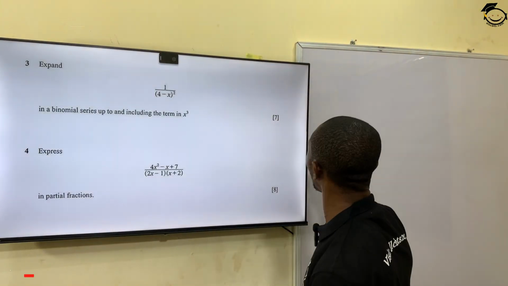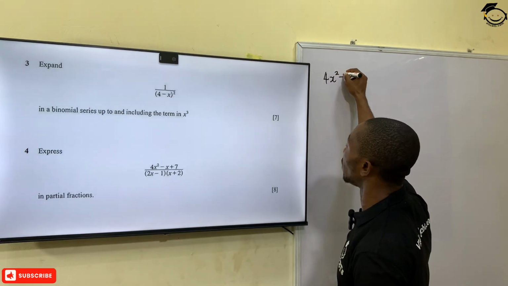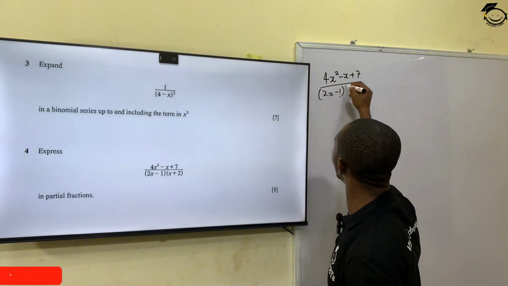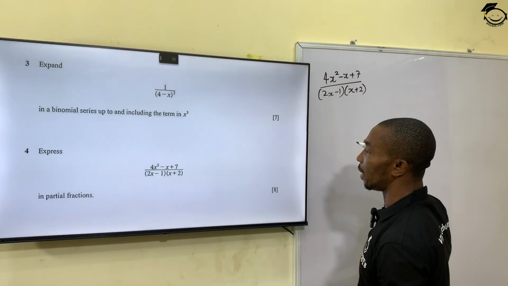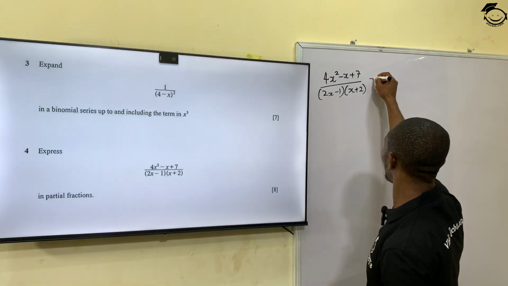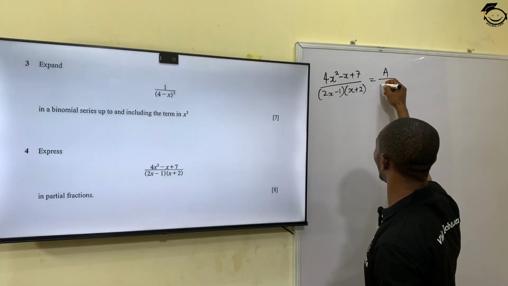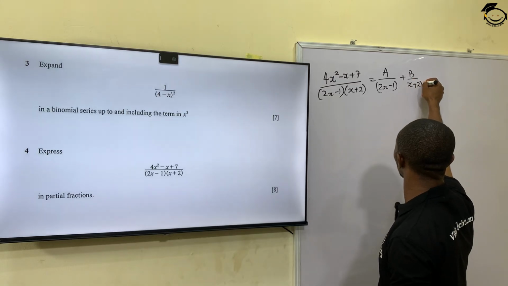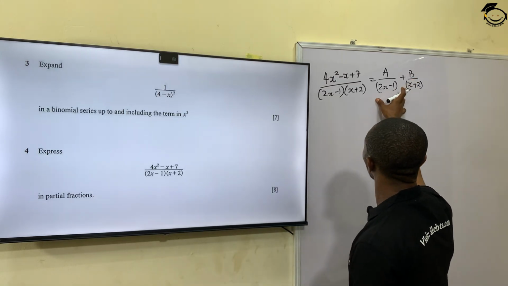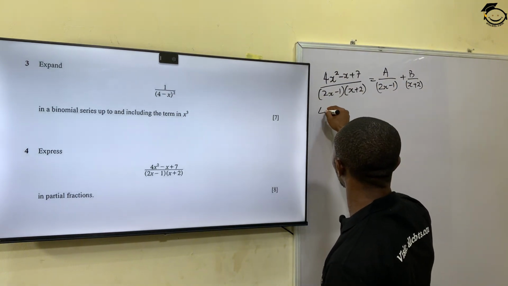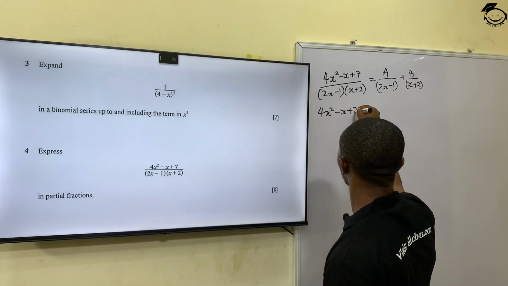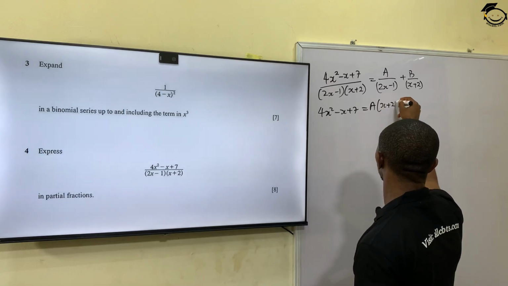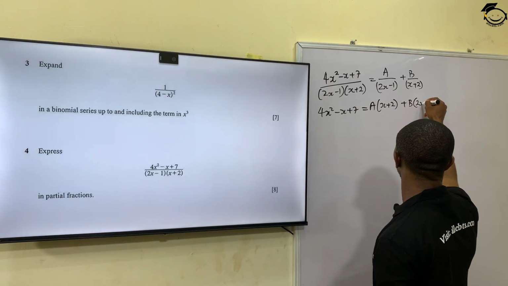Our next question says express 4x squared minus x plus 7 over 2x minus 1 x plus 2 in partial fractions. Now, if we want to express this in partial fractions, this will become a over 2x minus 1 plus b over x plus 2. All right, from here, we would equate this to our numerator. This will become 4x squared minus x plus 7 equals, cross multiplying this, a bracket x plus 2 plus b bracket 2x minus 1.